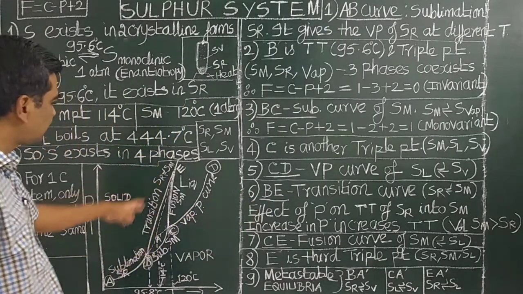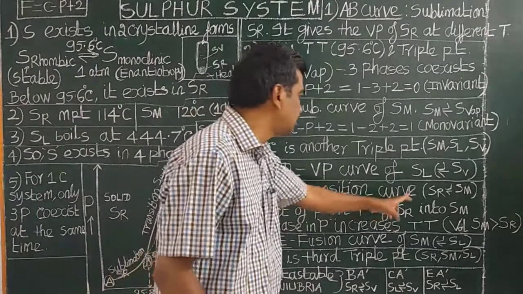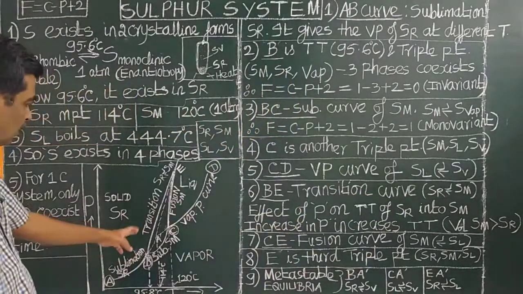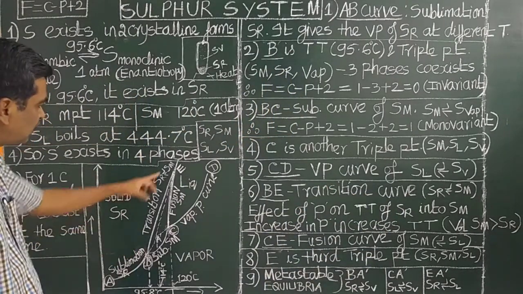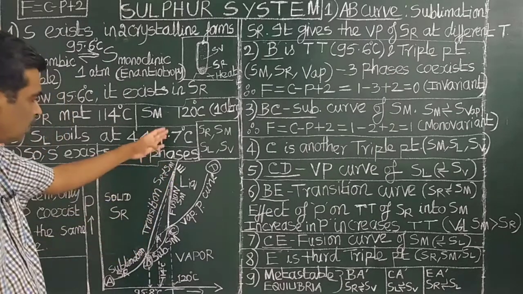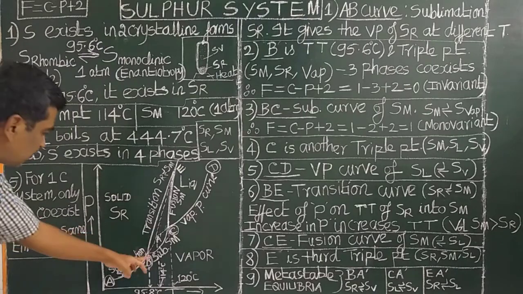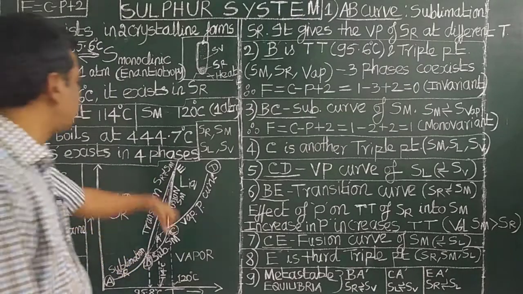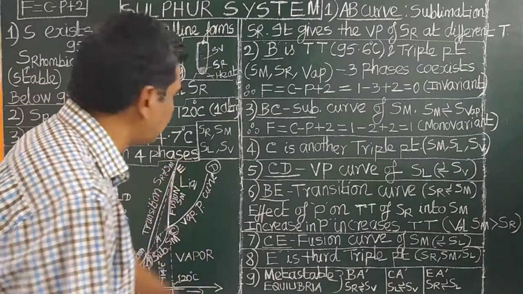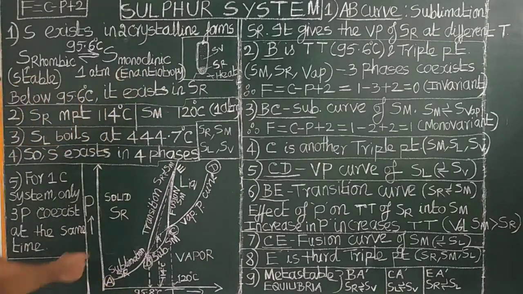Next, you see the BE curve. BE curve is called the transition curve. Along the curve, sulfur rhombic is converted into sulfur monoclinic. This curve also gives the effect of pressure on the transition temperature of sulfur rhombic to sulfur monoclinic.